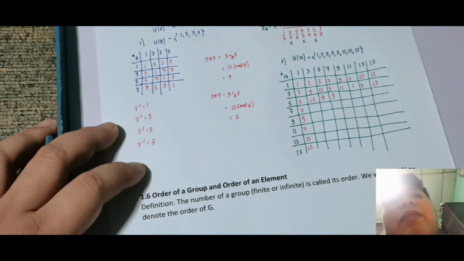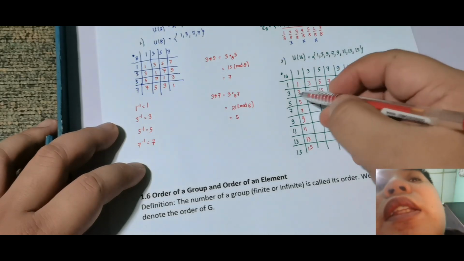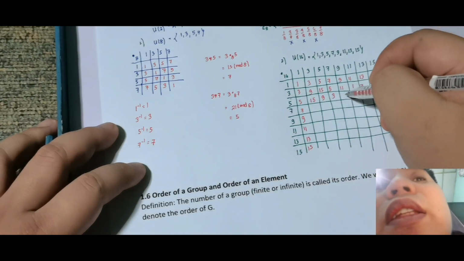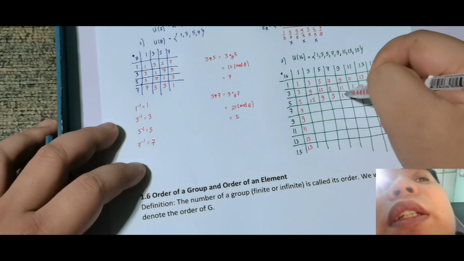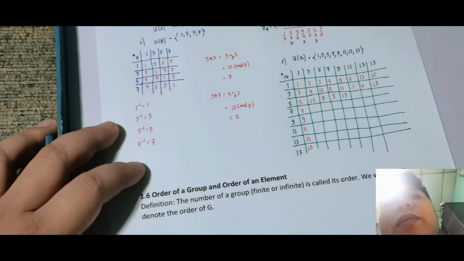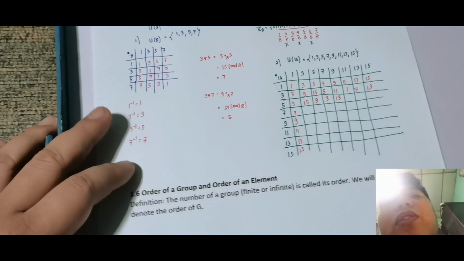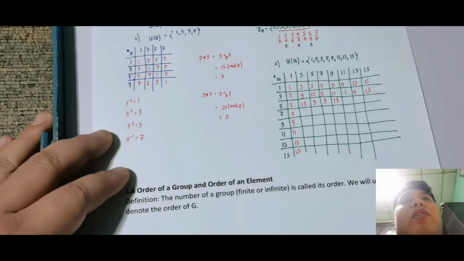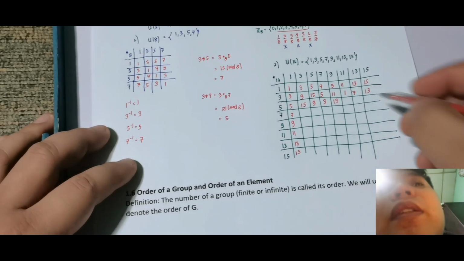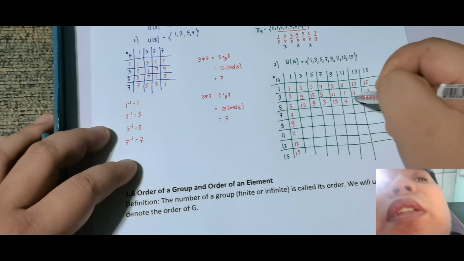Kasi sa 32 malapit. 5 times 9 is 45. So nagawa na natin yun, no? So that is 13, I guess. So next is 5 times 11 is 55. Modulo 16. Sa 48 malapit. So 7. So yun, naparami.